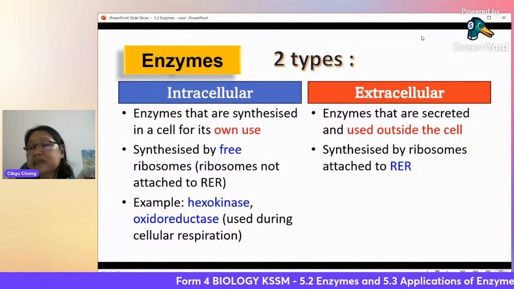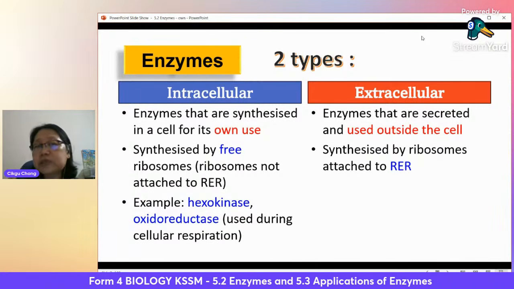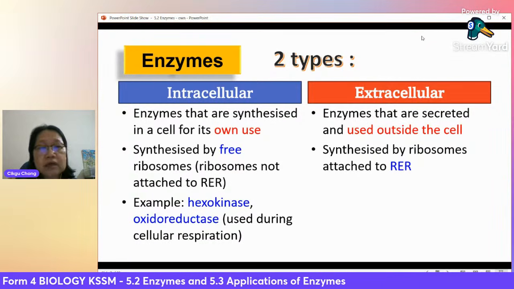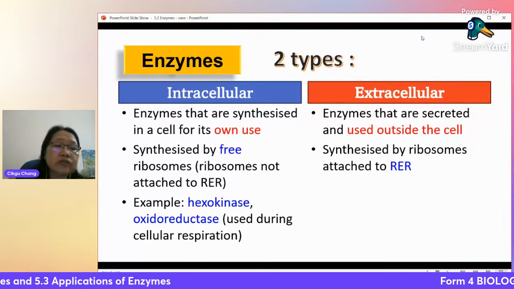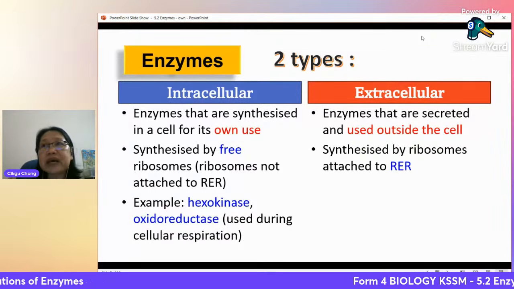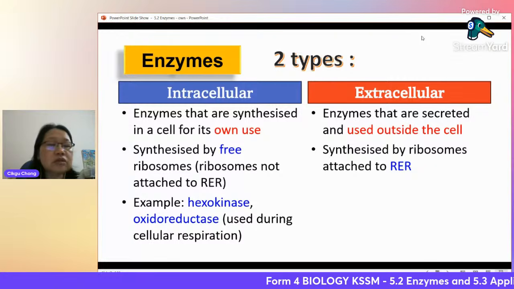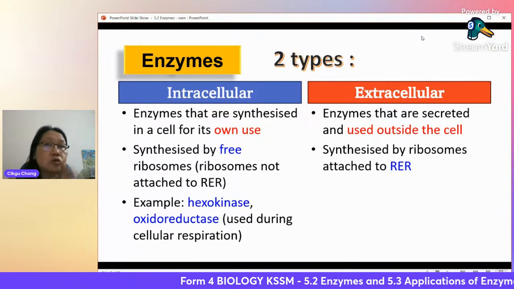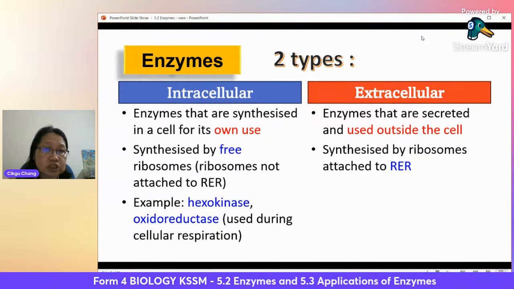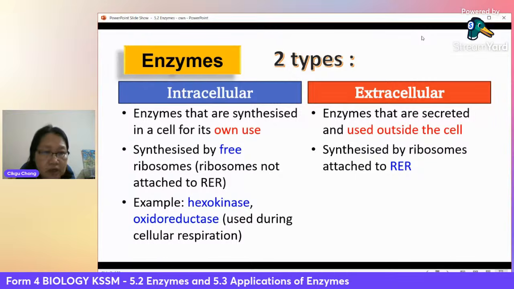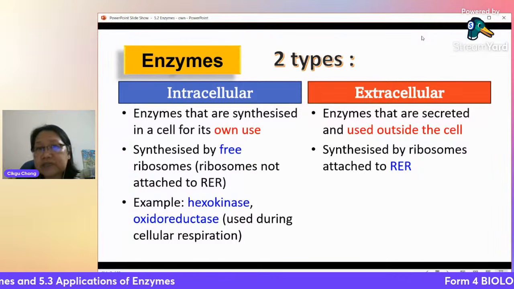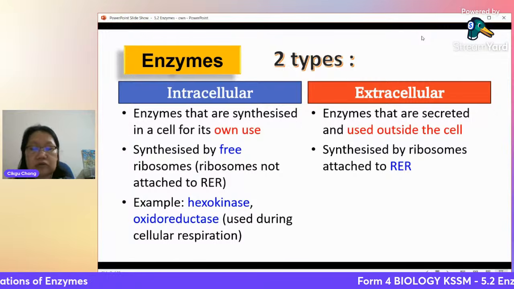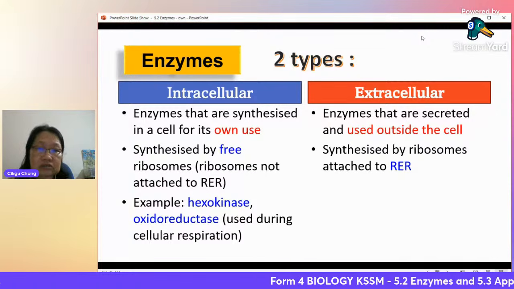Okay, give examples, at least 1 or 2 examples from every type. Intracellular enzyme, remember, hexokinase and oxidoreductase. This is the enzyme that is used during cellular respiration to break down glucose to get energy for the cell. Okay, hexokinase breaks down the sugar. Hexo is for the shape of the sugar, which is hexagonal shape, right?